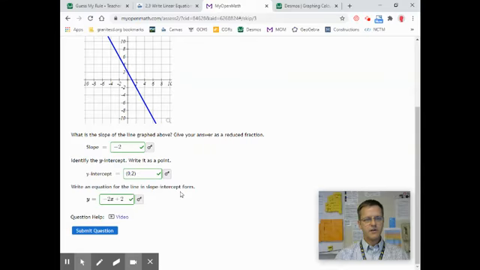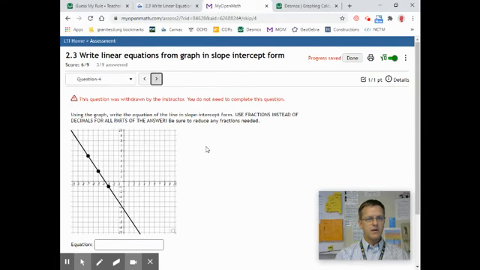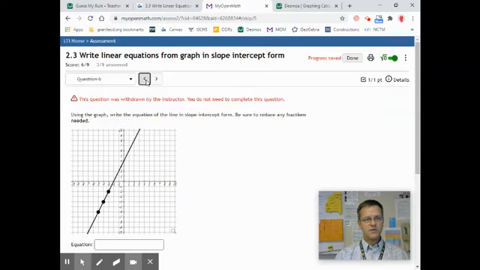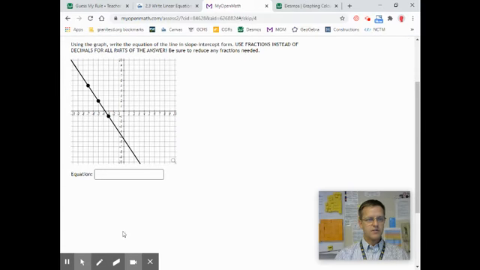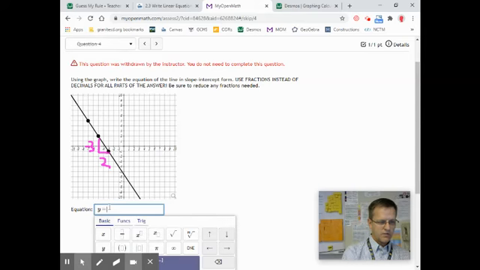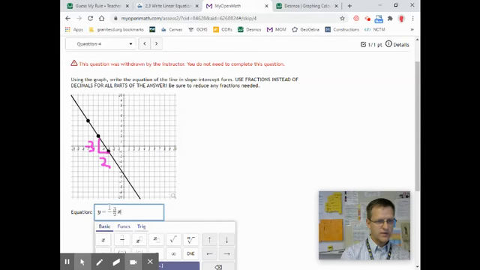And there's a help video here attached if you'd like as well. Questions 4, 5, and 6 I took out because they were too hard. I'll just show you how this would work if you wanted. So this one's down 3 over 2. So what you would do is you would type y equals down 3 over 2x.